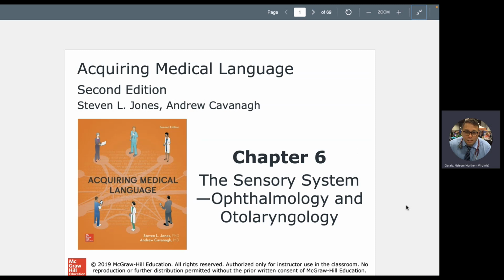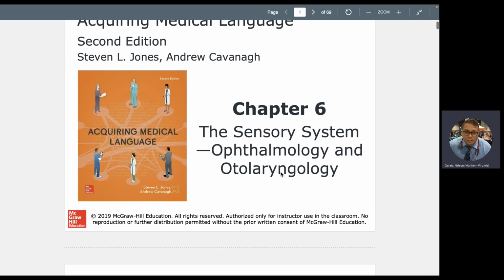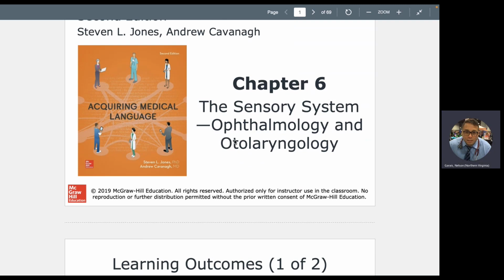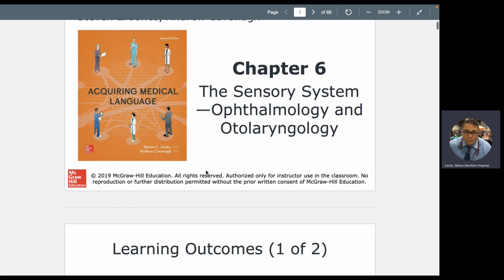Sensory System, Ophthalmology, and Otorhinolaryngology. Add rhino to this, and you have ENT. Oto, that's your ears. Rhino, nose. Laryngo, that's your larynx or your voice box. Ophthalmo, meaning your eyes. Logy, study of, of course, eyes. And both of these people are MDs. They went to medical school.